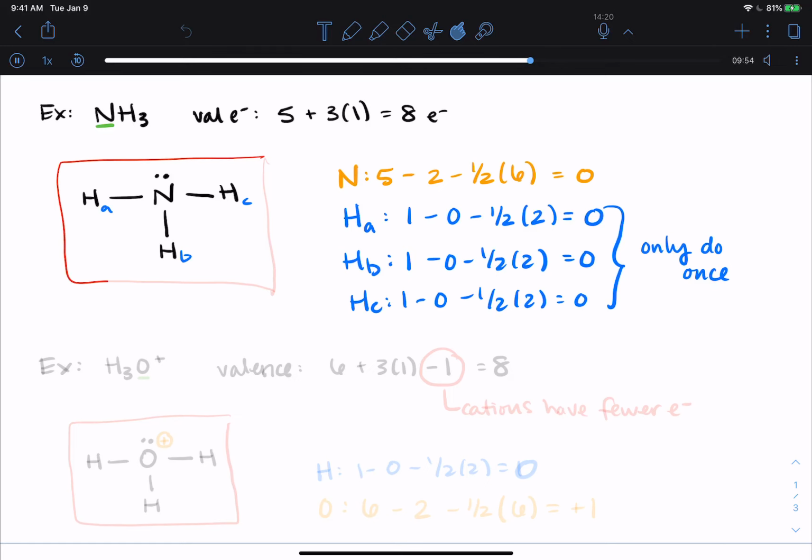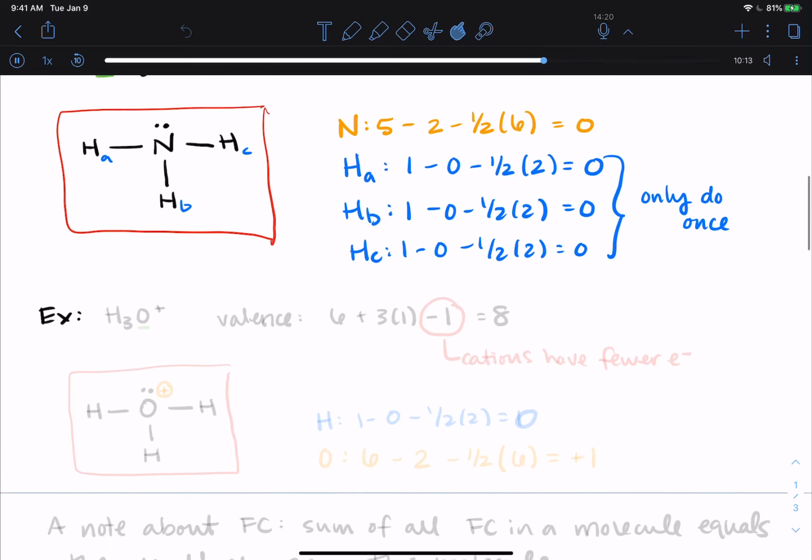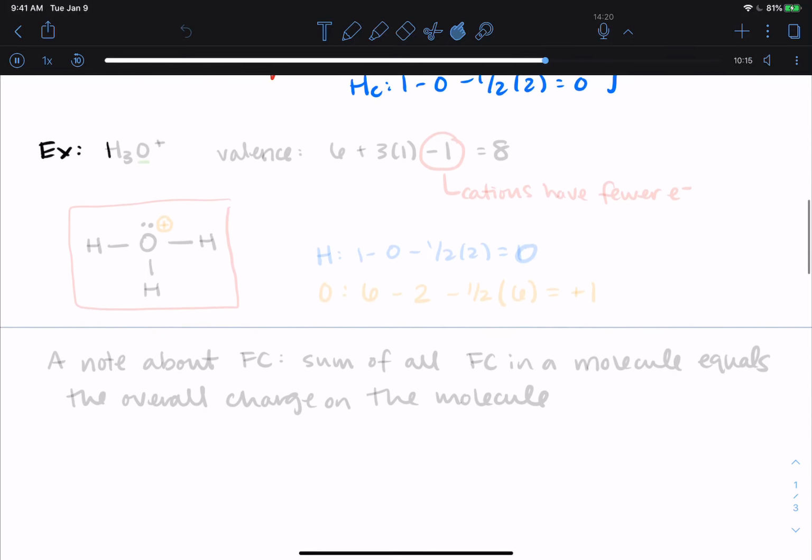structure. Now this does not show geometry or indicate shape in any way. It's just how are these atoms connected with electrons in this molecule. One more example in this video. I want to look at H3O plus, or hydronium.